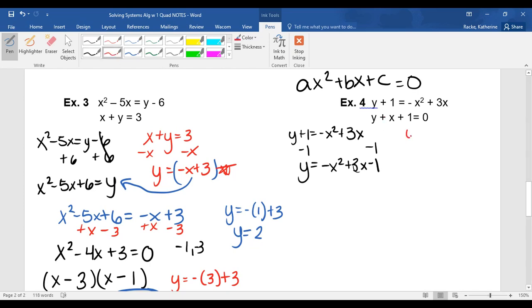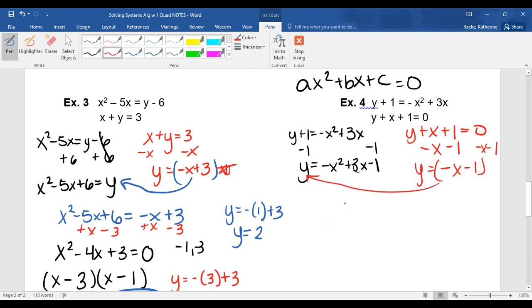Then for the second one, I have y plus x plus 1 equals 0. I'm going to subtract x and subtract 1, so y will equal -x minus 1. And I am going to take this right here, what y equals, and plug it in for y right here. So I have -x minus 1 equals -x squared plus 3x minus 1.